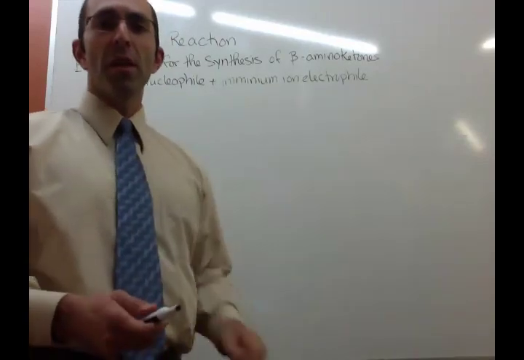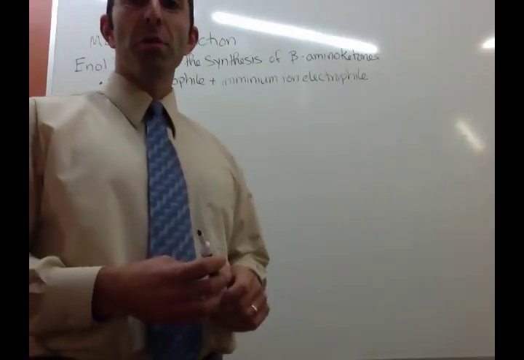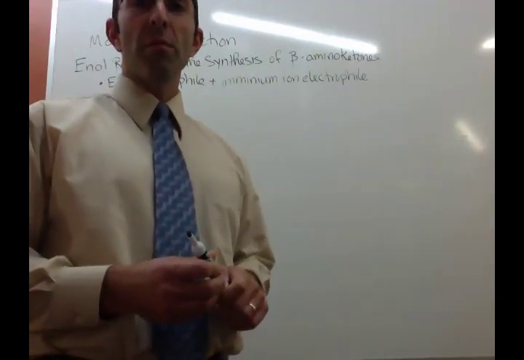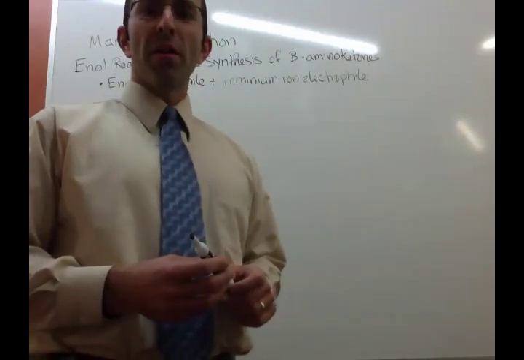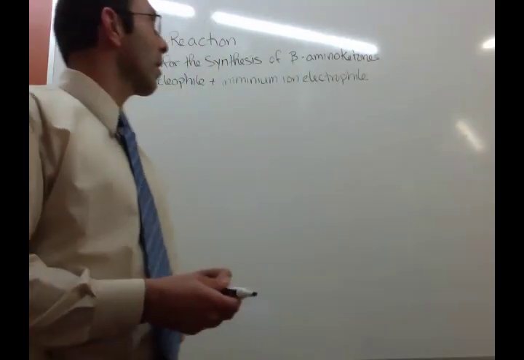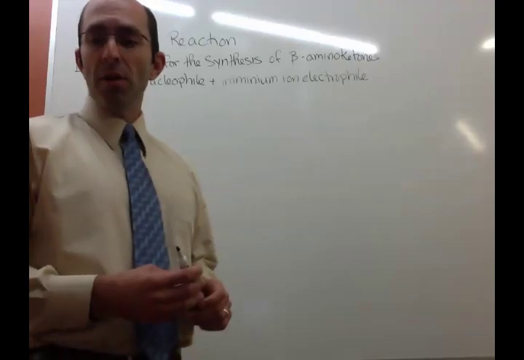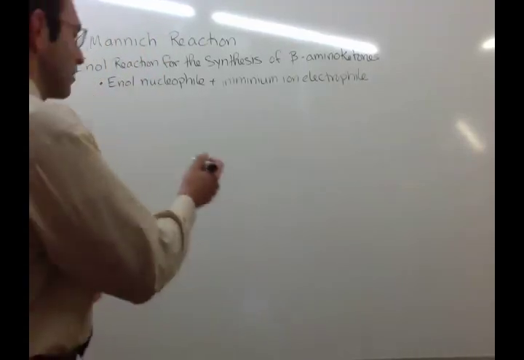Right? So this is going to enable us to make a carbon-nitrogen bond so that instead of making beta amino alcohols, 1,3-dicarbonyls, we're going to make beta amino ketones. So I'll show you a reaction and then we'll go through the mechanism.